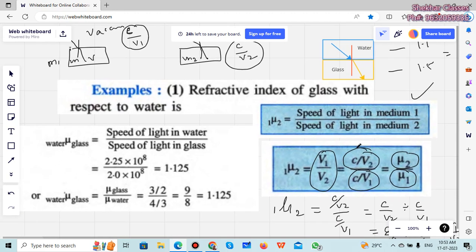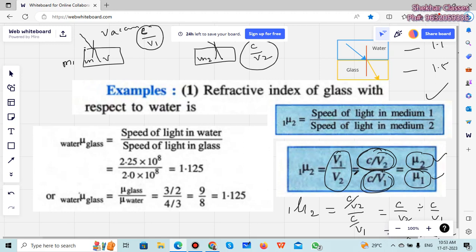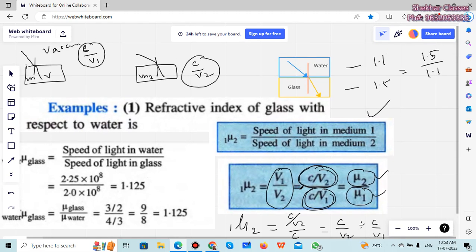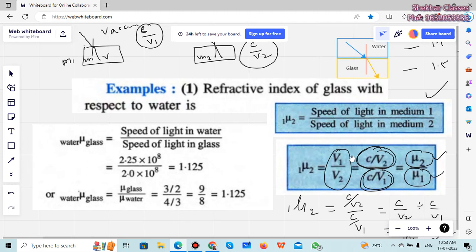This is the refractive index of the second medium. This is the refractive index of the first medium. It has been mentioned here. Or we can say velocity of light in the first medium upon the velocity of light in the second medium. I have discussed this with you so that you remember the differences, and it depends upon what is given to you. Accordingly, you will be able to find the answer.